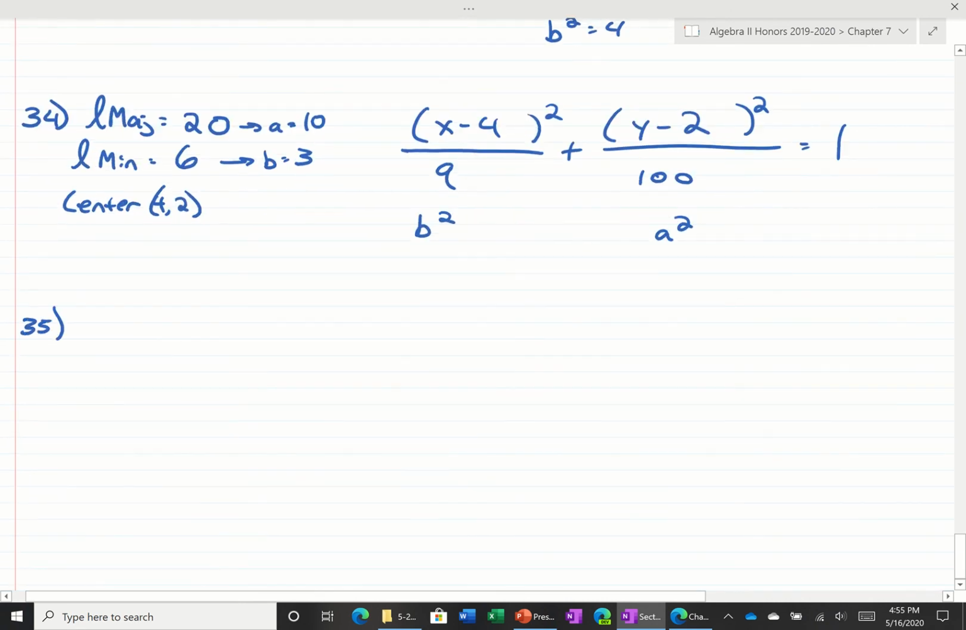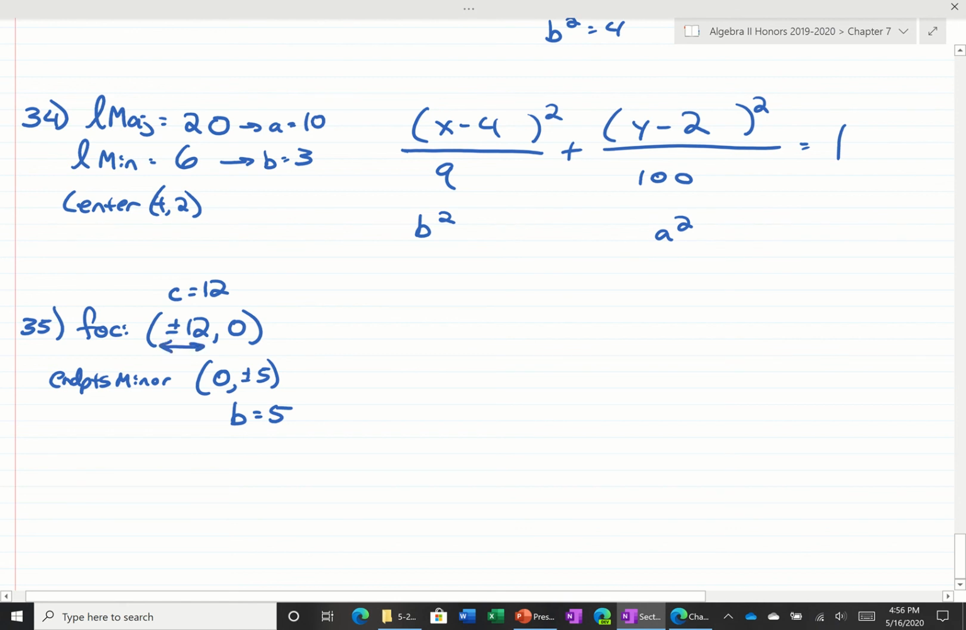Number 35, it says the foci are plus or minus 12, 0. And the endpoints of the minor are 0 plus or minus 5. So that tells us that B would be 5. If we're going up and down 12 here, that means that C would be 12. And because that's on the x value, the foci go left and right, which means so does our ellipse.